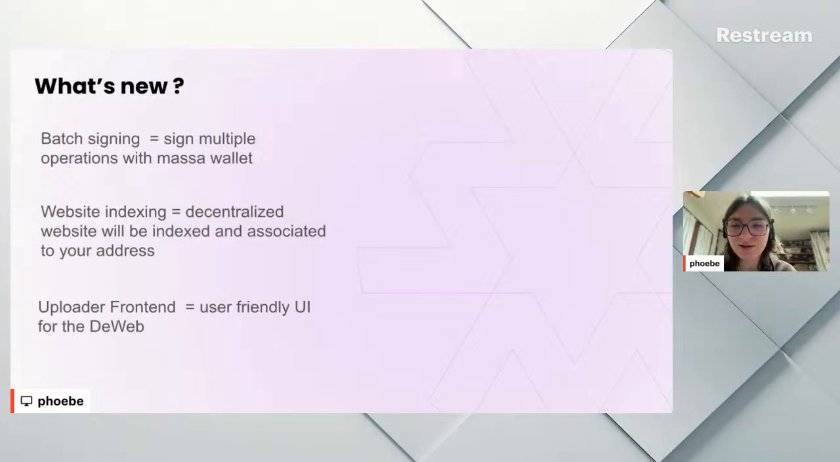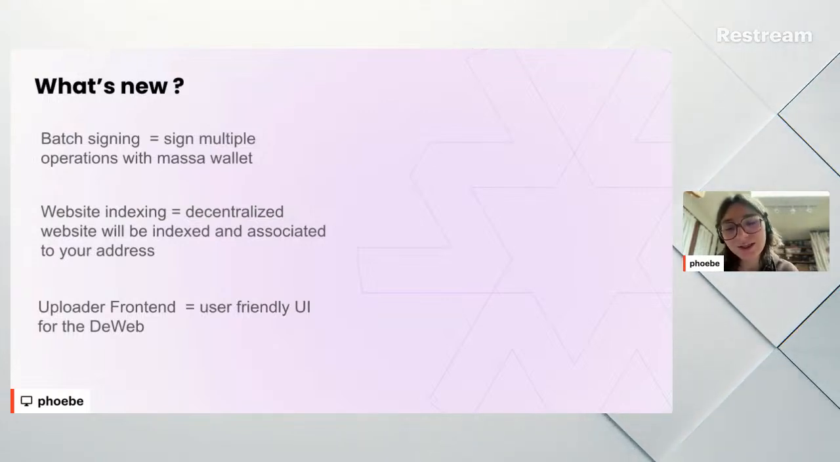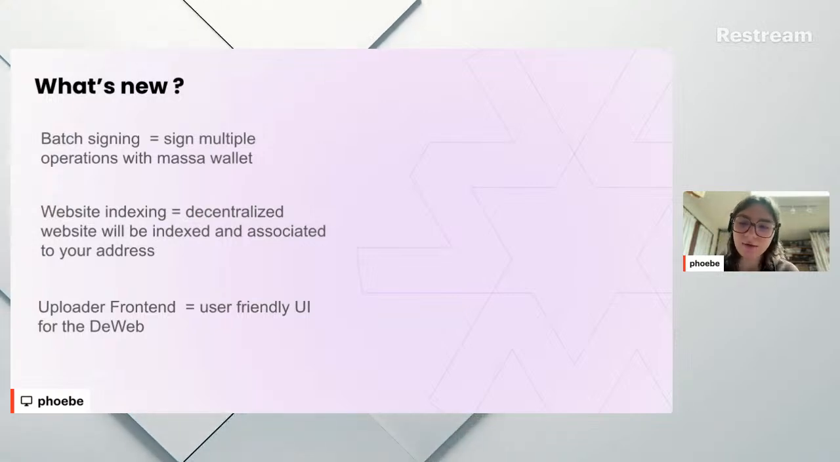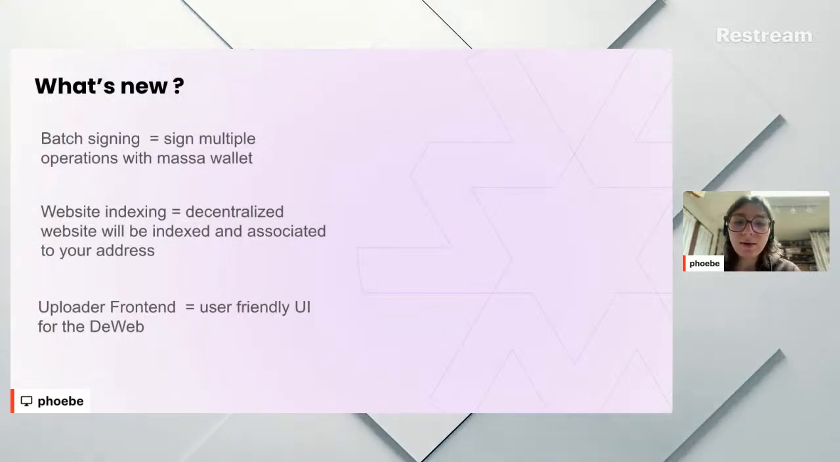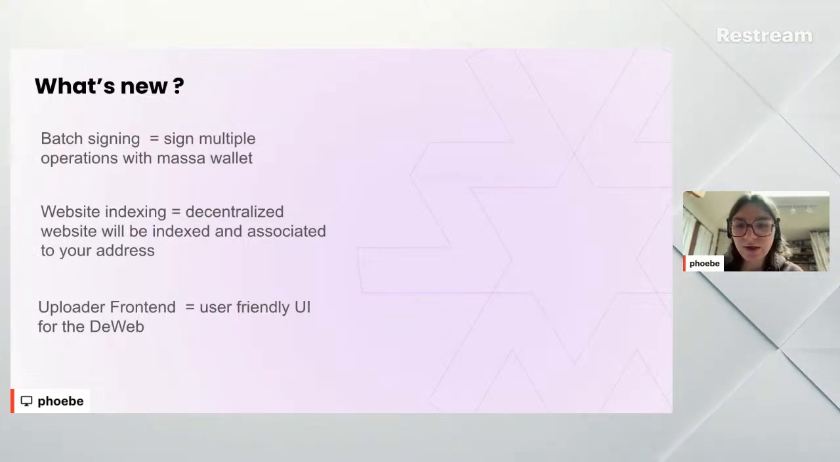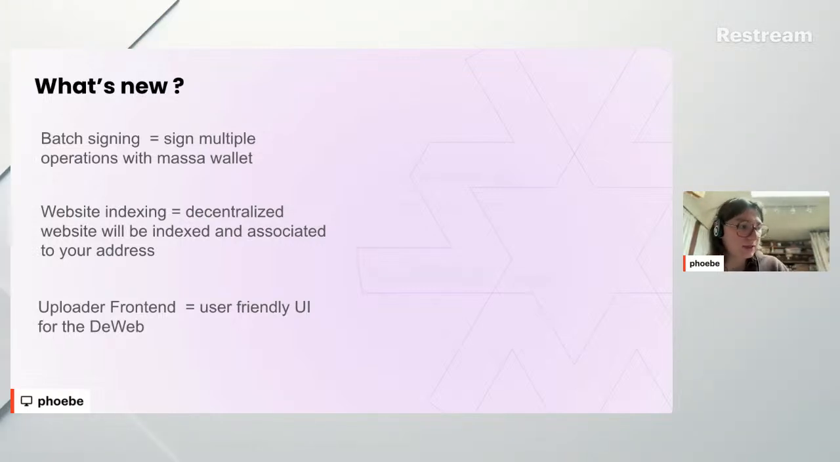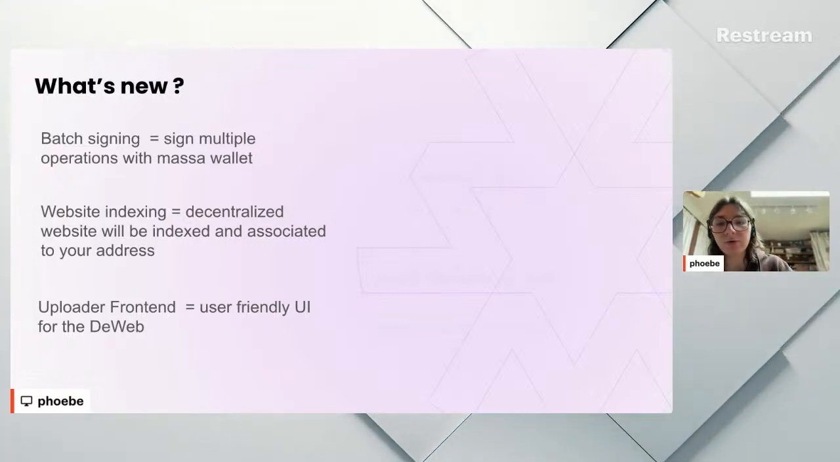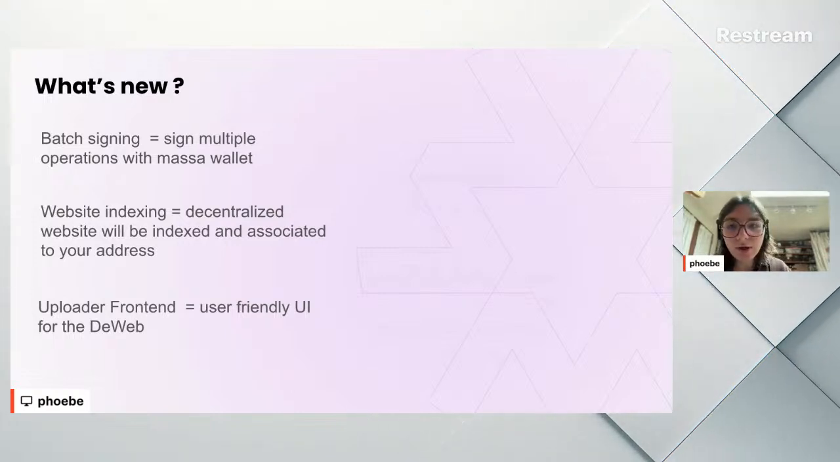So, what's new or what's going to be released? There's going to be batch signing. It's essentially the possibility to sign multiple operations with Massa Wallet. Now, this is interesting for the front end DWeb UI interface, because that means if you have a big website you want to upload, like for example, say 6 MB, instead of signing each transaction, you're going to be able to do it with one click of a button. So we're calling it batch signing.